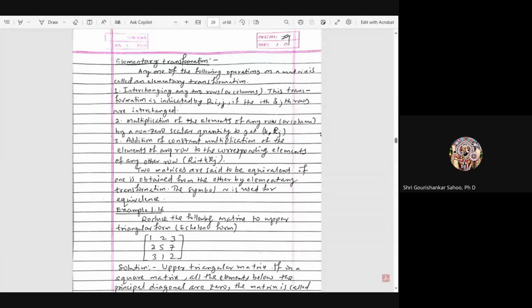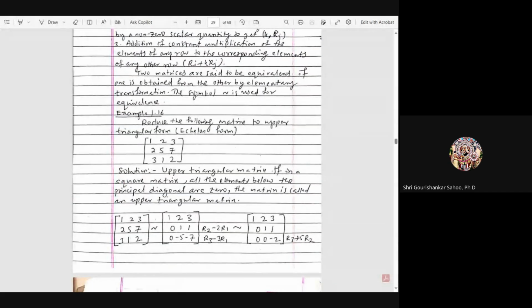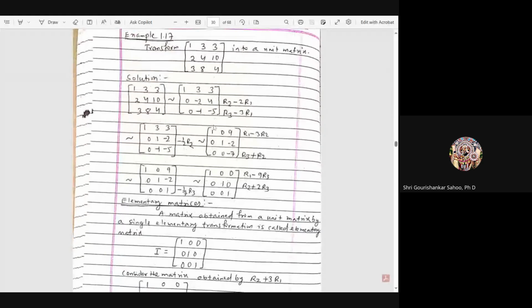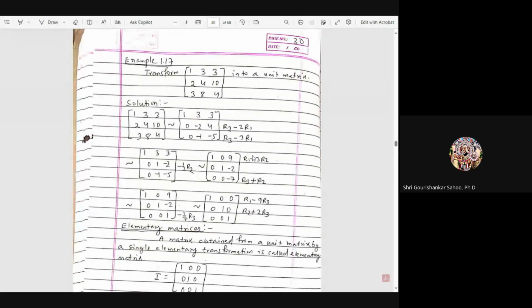Two matrices are said to be equivalent if one is obtained from the other by elementary transformation, and the symbol shown on the screen is used for the equivalence. So there is another example, reduce the following matrix to upper triangular form or echelon form. It can be done by the same method we have adopted in Gauss elimination, and then transformed into a unit matrix where the diagonal elements will be 1 1 1, by interchanging rows and columns and simple arithmetic.